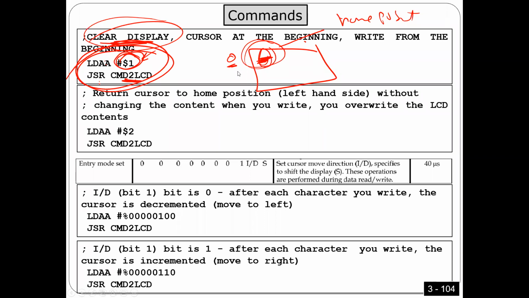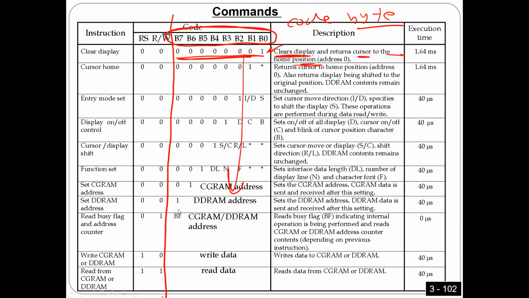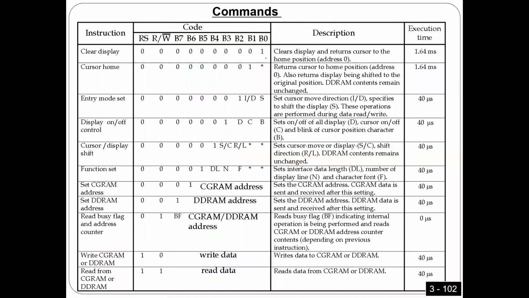Let's see the second command we have here. Look here, guys. This is the second command. You have to put 0, 0, 0, 0, 0, and then you have to put 1. And then here an asterisk. What does the asterisk mean? It doesn't matter. If you put 0 or 1, it doesn't matter. I can put 0, but it doesn't matter what you put here. What is this one going to do? This one returns the cursor to the home position. It's not going to clear, it's just going to return the position.